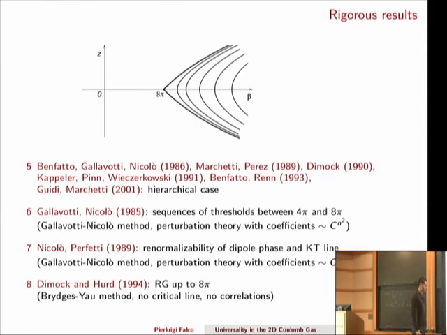Well, they basically used this Brydges-Yau method for the dipole gas. They extended this method to the Coulomb gas. They can cover a region that doesn't cover any piece of the Kosterlitz-Thouless line except for the point 8 pi. So it's more or less like this. As I said, they cannot cover pieces of the Kosterlitz-Thouless line, but they also cannot do correlations of charges. I think recently a student of Dimock has done correlation of dipoles.